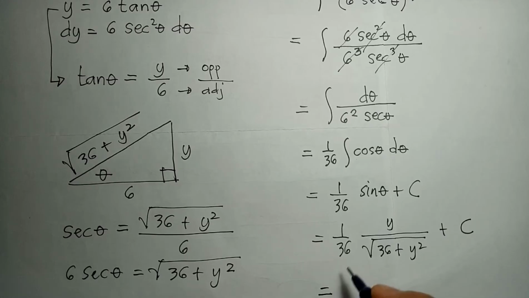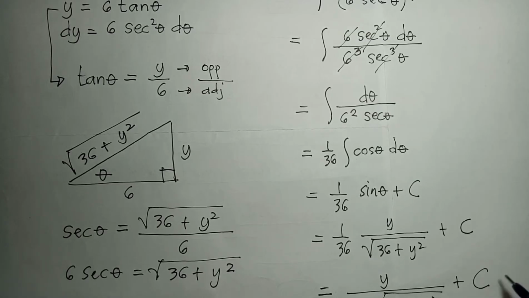Kaya rin nun, 1 times y ay y. And then we have 36 times square root of 36 plus y squared plus c. At ito na yung ating final answer.